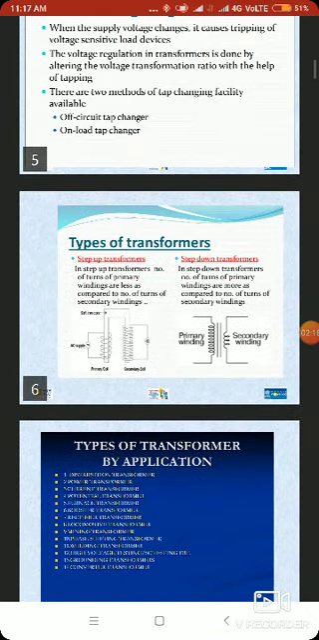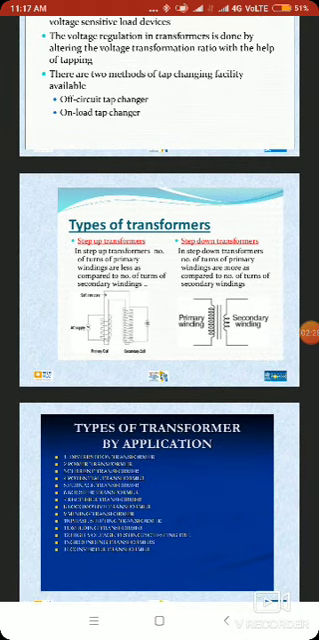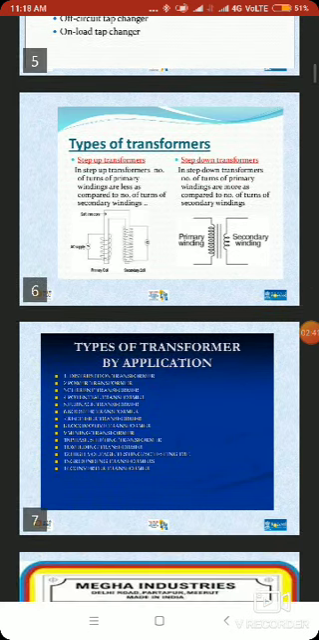Then comes the type of transformers, that is the step-up transformer and step-down. A step-up transformer is where the number of primary turns is less compared to the number of secondary windings. In a step-down, the number of turns of primary winding is more compared to the number of turns in the secondary winding.